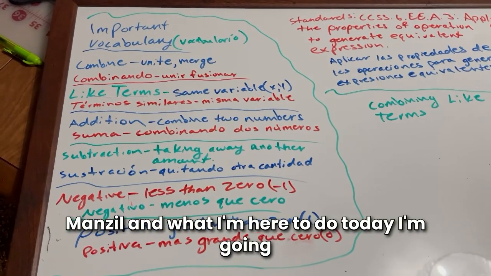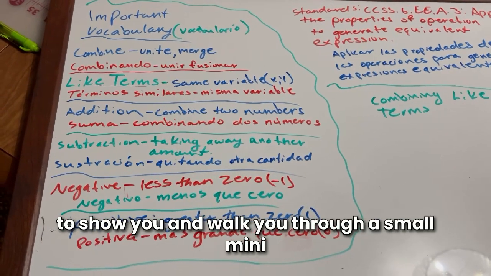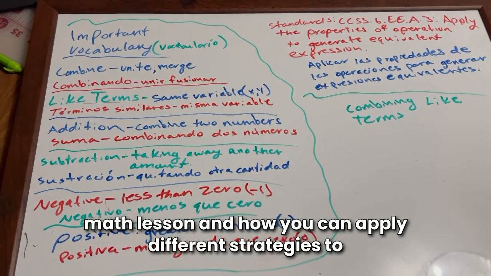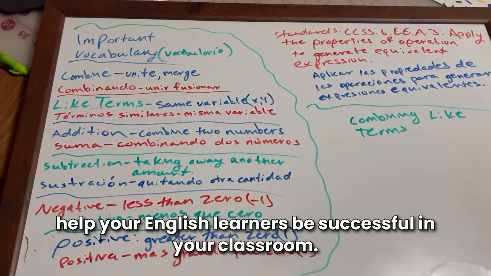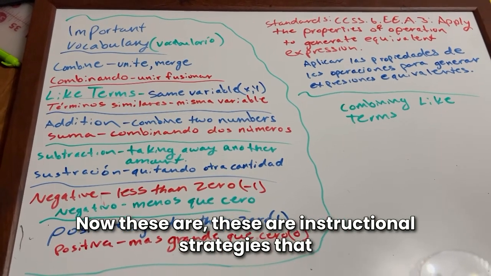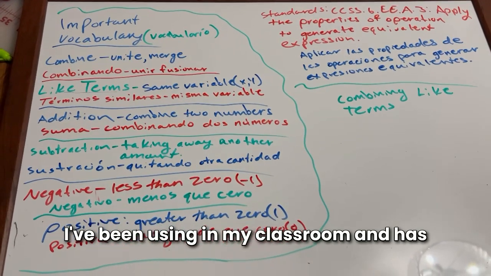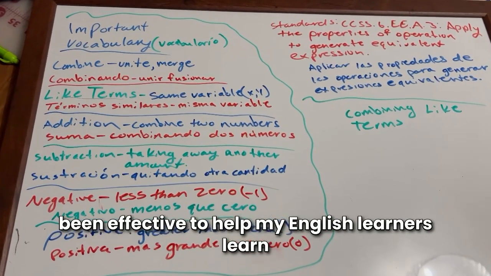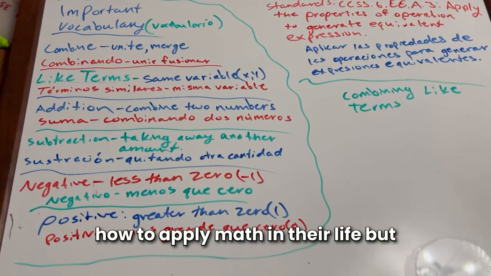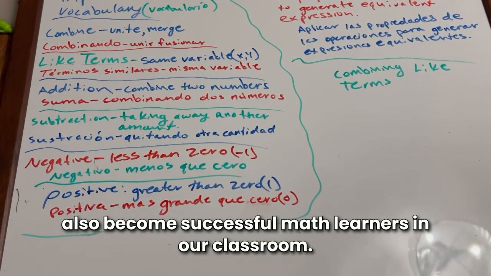My name is Mr. Manzel, and what I'm here to do today is walk you through a small mini math lesson and how you can apply different strategies to help your English learners be successful in your classroom. These are instructional strategies that I've been using in my classroom and have been effective to help my English learners learn how to apply math in their life, but also become successful math learners in our classroom.